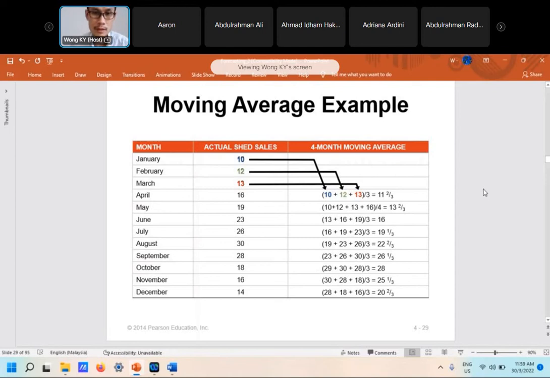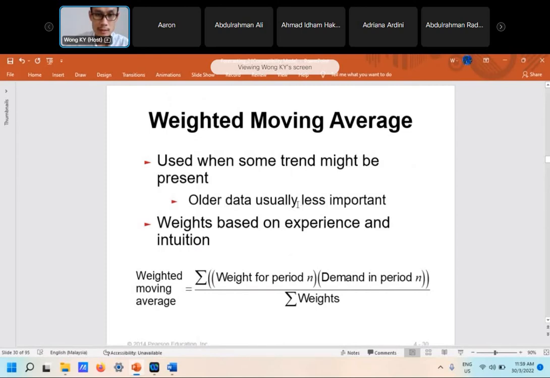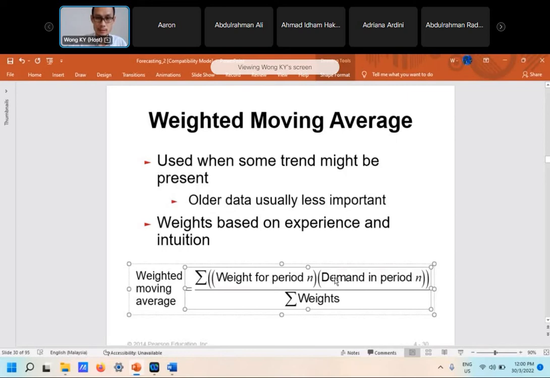But this is not actually very good, because we know that older data are less relevant. The data in January could already be less relevant compared to the data in March, which is newer data and more relevant. Because of that, we can assign weights or weightage to the data to reflect their degree of relevance. So this is where the idea of assigning weights comes into place. Normally older data will be assigned smaller weightage because they are less important, and newer data will be assigned greater weights because they are more relevant. Once we have assigned the weights, we can calculate the weighted moving average using this formula: the weights times demand, you total up everything, and divide back by the total weights.